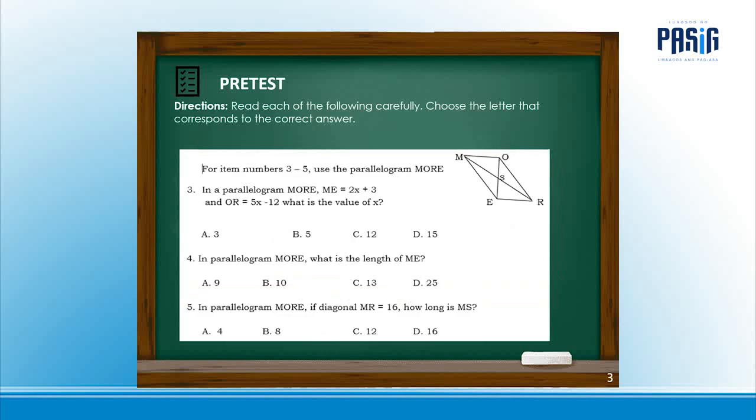For item numbers 3 to 5, use the parallelogram MORE on the right side. Number 3. In a parallelogram MORE, ME is equal to 2x plus 3 and OR is equal to 5x minus 12. What is the value of x? A. 3, B. 5, C. 12, D. 15. Your timer starts now.